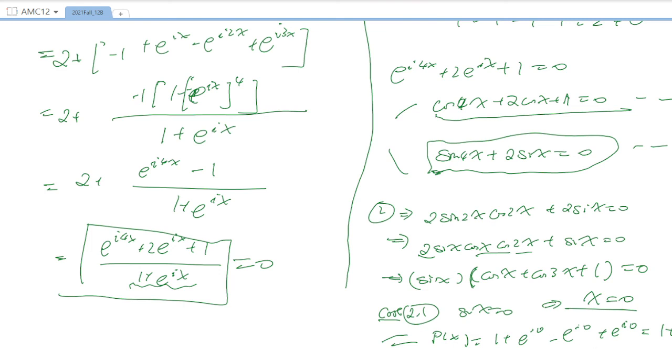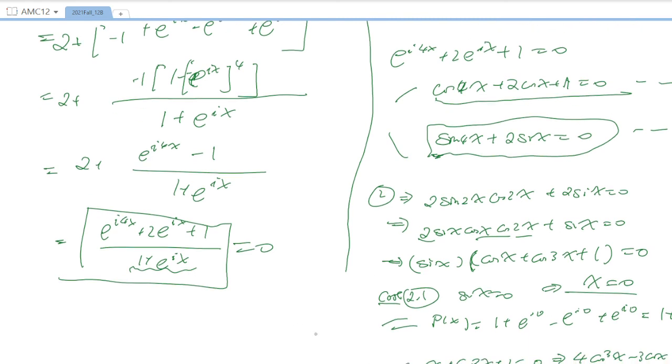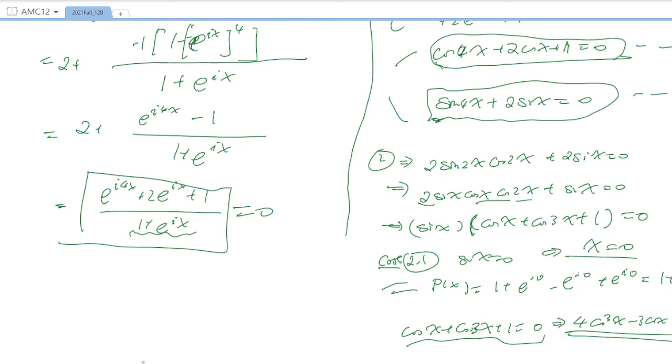And this one, if you know the triple angle formula, is 4 cosine cubed x minus 3 cosine x plus 1 equals 0. If you analyze the derivative of this, you can see there is a solution. But the goal here is to see whether this solution can possibly also satisfy the first one. So now let's do another one.